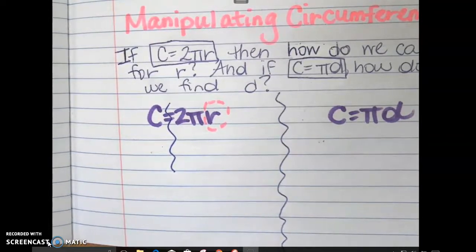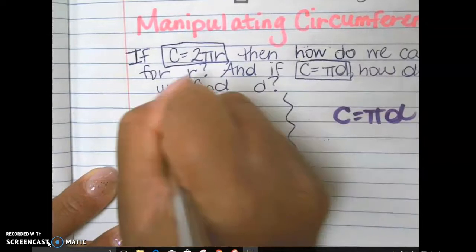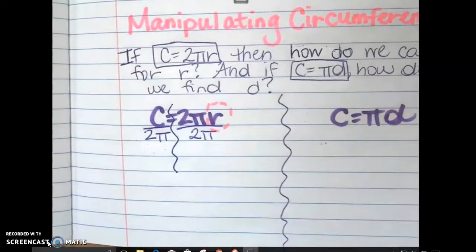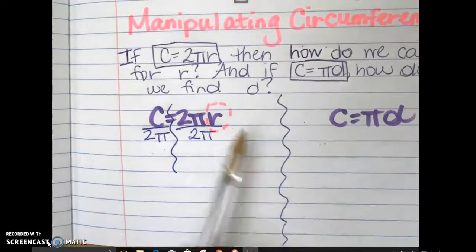Divide, not 2 by pi. Not just 2. 2 pi on both sides. I am dividing both sides by 2 pi. Divide by 2 pi. What happens to the 2 pi's on the right? They cancel out.